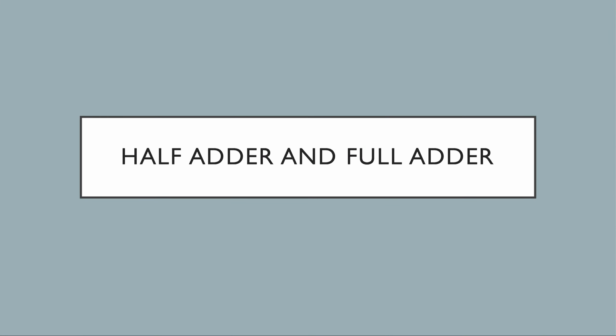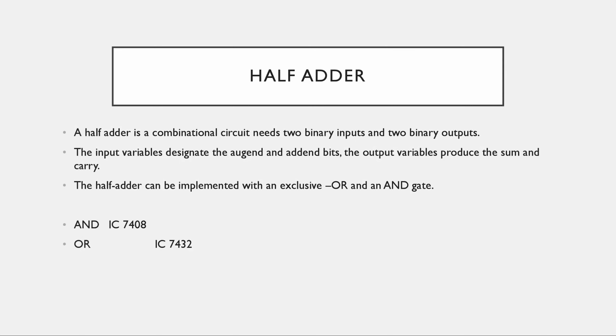Hi, I'm Harish E. Now we are going to see about half adder and full adder. Half adder. A half adder is a combinational circuit that needs two binary inputs and two binary outputs. The input variables designate the augend and addend bits. The output variables produce the sum and carry. The half adder can be implemented with an exclusive OR and an AND unit.